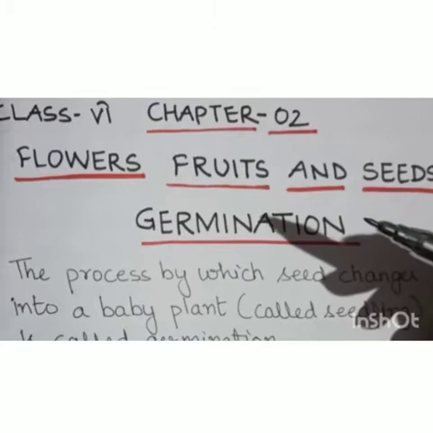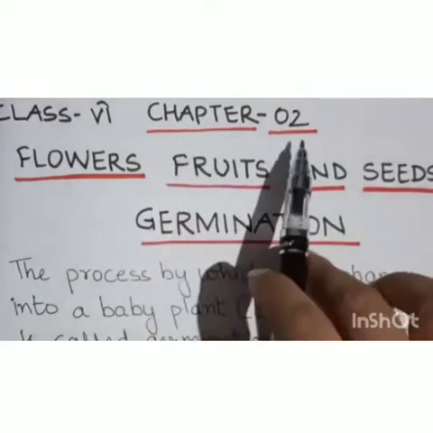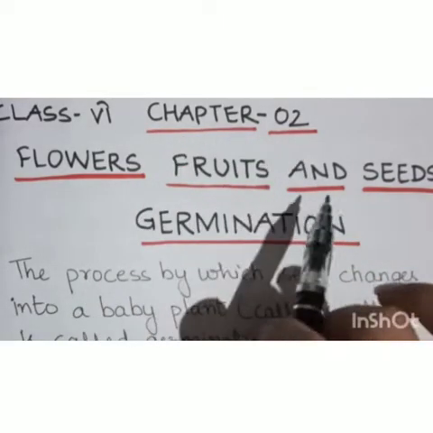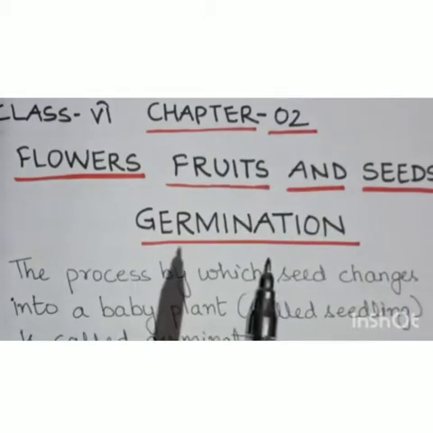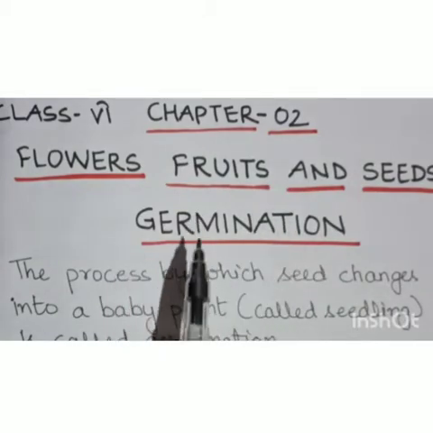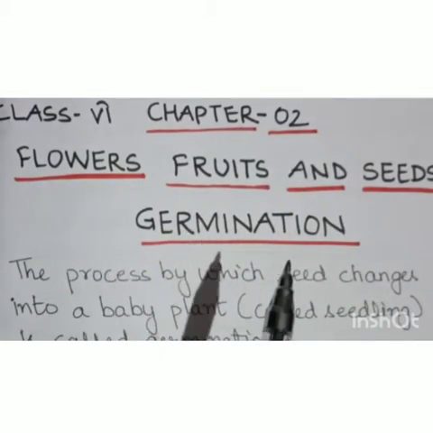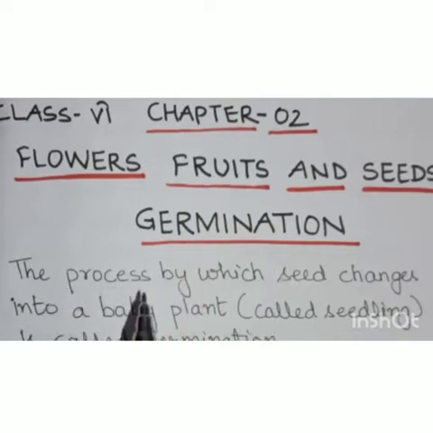Now students, we will continue with the same chapter, chapter 2, flowers, fruits and seeds. And the topic that we are going to discuss today is germination. Now what is germination? Germination is a process by which seed changes into a baby plant called seedling.